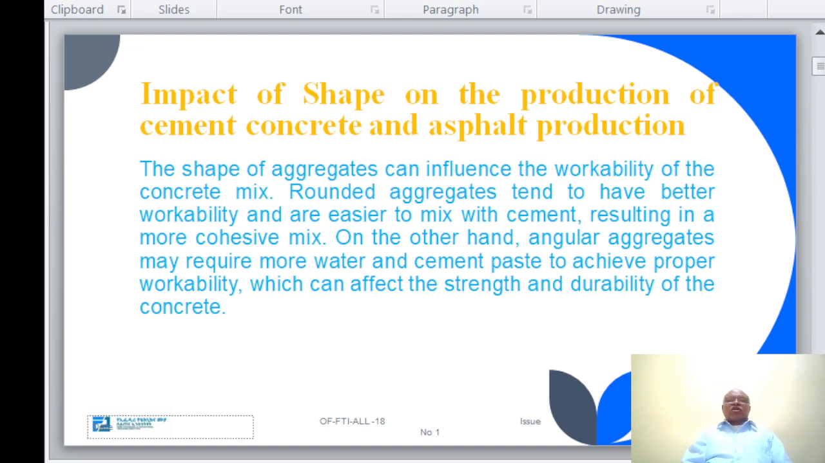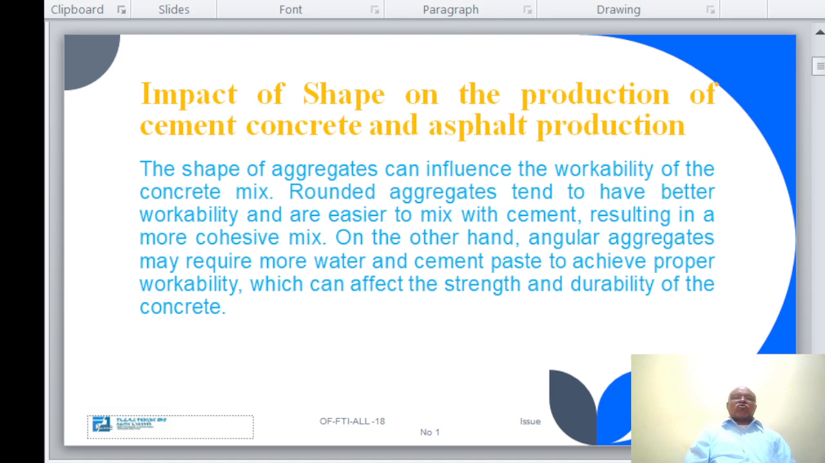Third, mix design. The shape of aggregate particles can also impact the mix design of concrete. The gradation, size, and shape of aggregate must be carefully considered to achieve the desired properties of final mixture. In some cases, a combination of angular and round aggregates may be used to optimize both workability and strength.